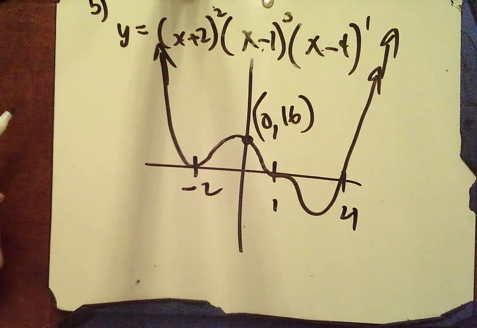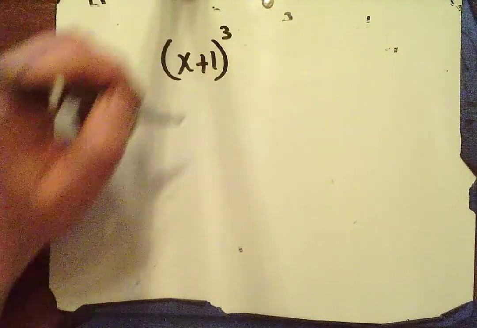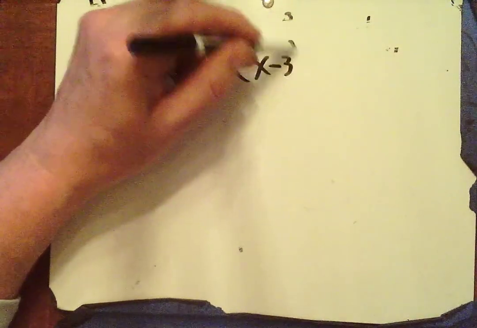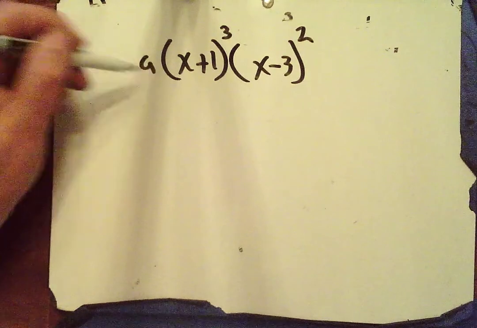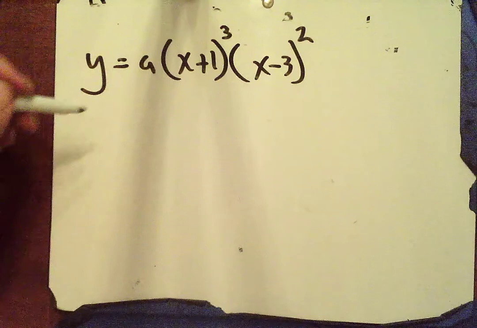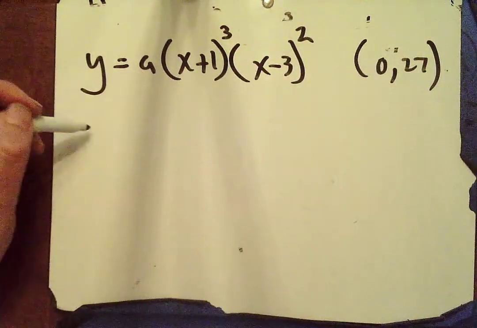Okay, problem 7. Seven says, what's the equation for this graph? Well, when I look at that graph, I see a wiggle at negative 1, and I see a bounce at positive 3, but I don't know my a value, and that's what I'm going to use that y-intercept for. That point (0, 27) I'm going to use to find my a value.